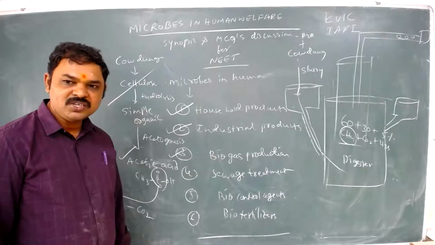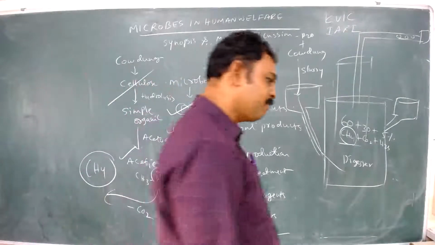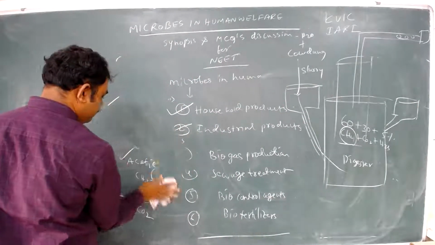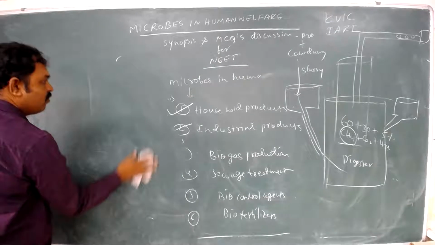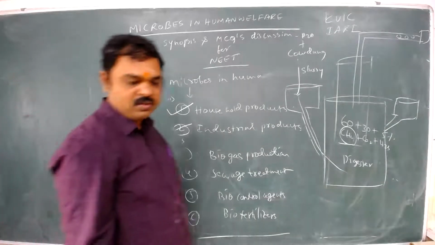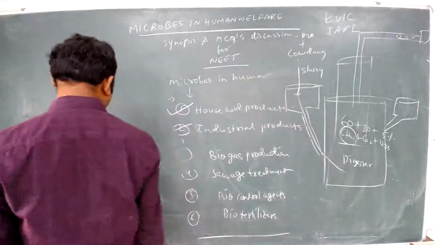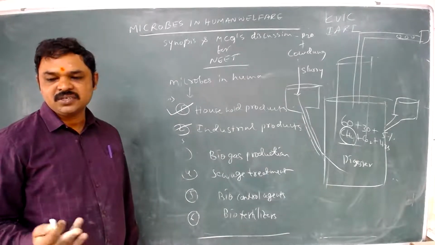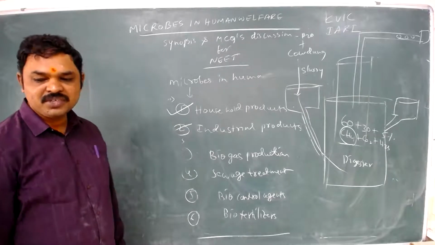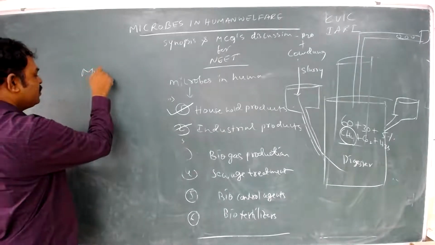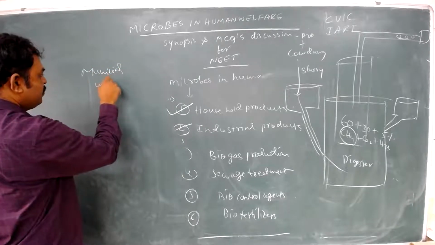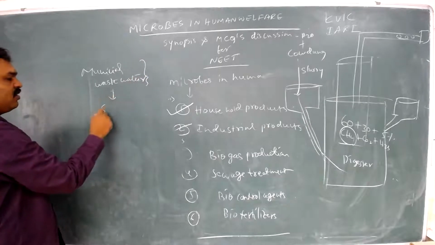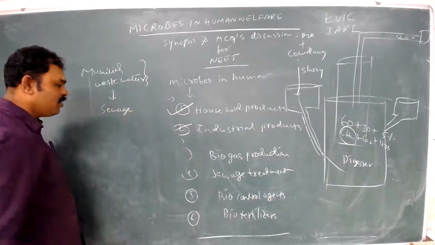And the next one, sewage treatment. What is sewage treatment? To prevent pollution, sewage treatment is there. Sewage treatment deals with untreated sewage and treated sewage. Due to domestic and industrial activities, municipal wastewater is formed. This municipal wastewater can normally be called sewage.